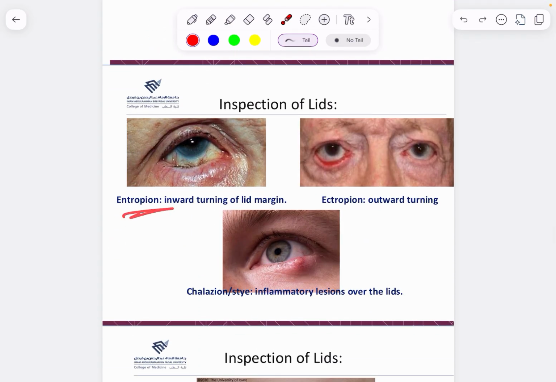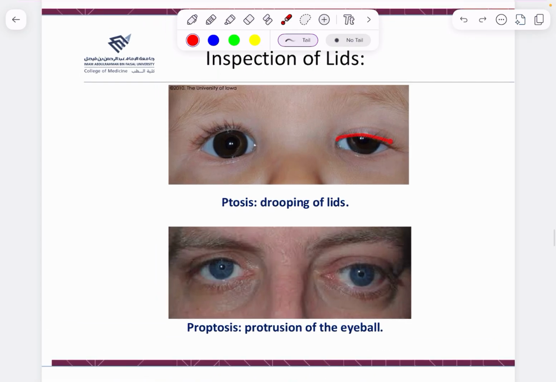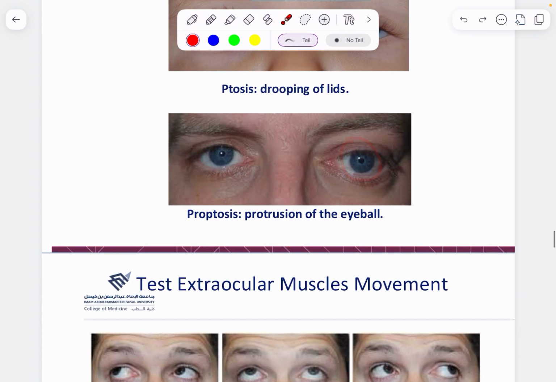We're also going to test the extraocular muscles, which is as we trained on in the OSCE. You're going to ask the patient to move their eyes in an H motion. Okay, this is entropion. You have the lid margin turning inwards. Then we have ectropion. It's going to be turning outwards. And then for chalazion or stye, you're going to have some type of lesion over the eyelids. Okay, this is ptosis. We said what could cause it? Oculomotor nerve palsy, which is cranial nerve 3, or mild ptosis from Horner syndrome. And then a proptosis, as you can see in Graves.